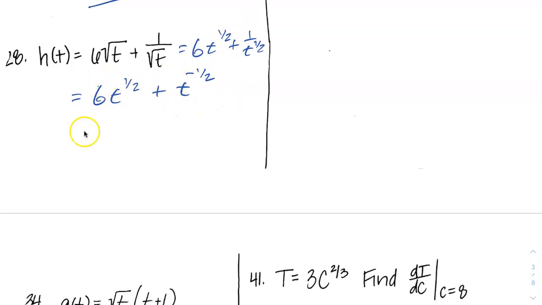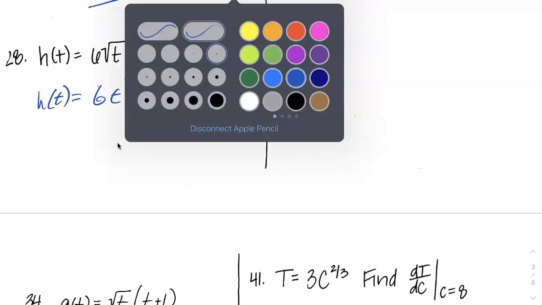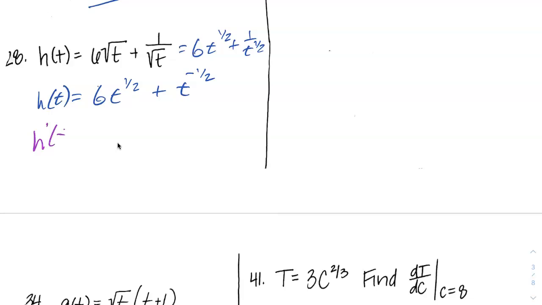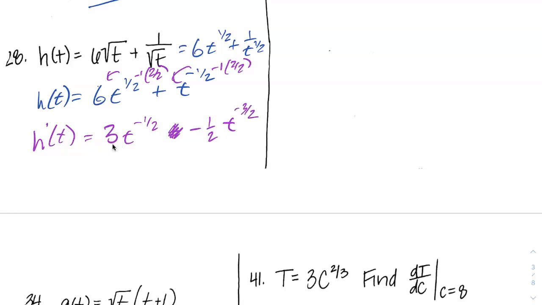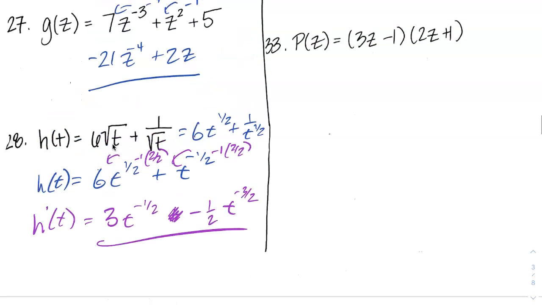So what we're going to do now is take a derivative. So this is still h of t. I want h prime of t. So we're going to bring the 1/2 down, subtract 1 off. So I get 1/2 times 6 is 3. Common denominator, I get t to the negative 1/2 plus, bring it down, subtract 1 off. I guess that makes it a minus 1/2 t to the, common denominator, 2 over 2, negative 3/2. There we go.